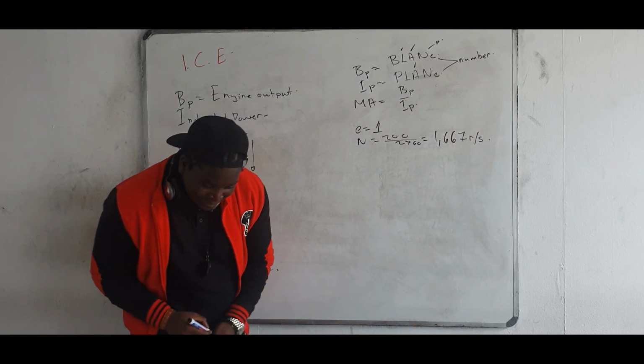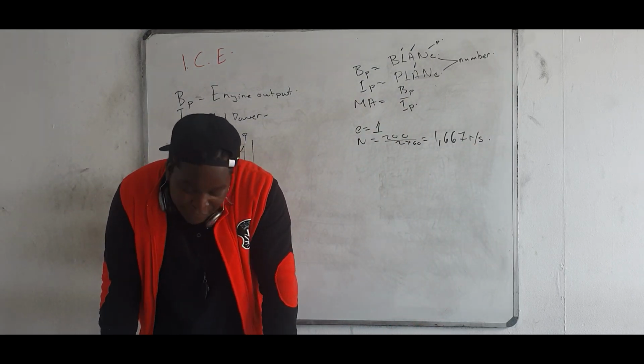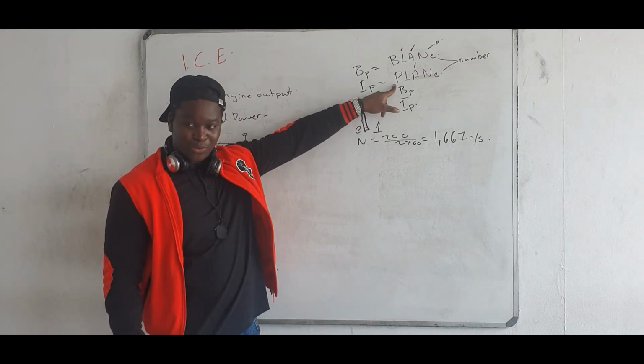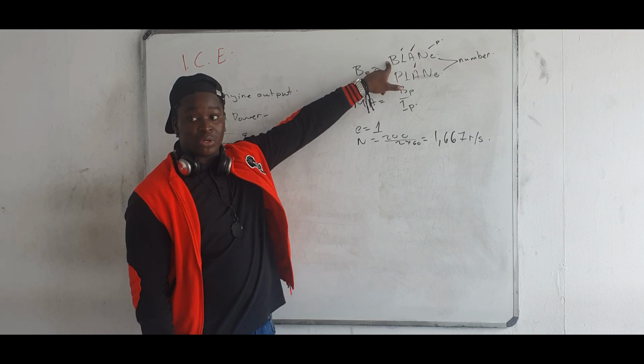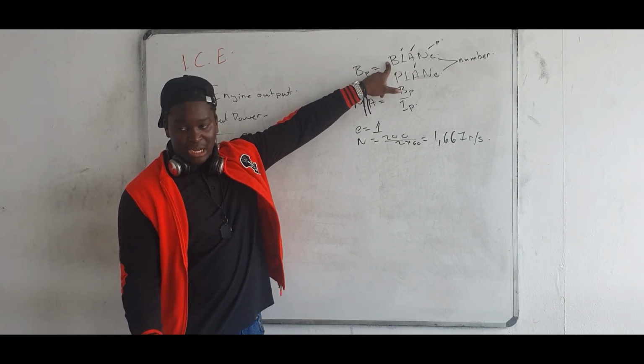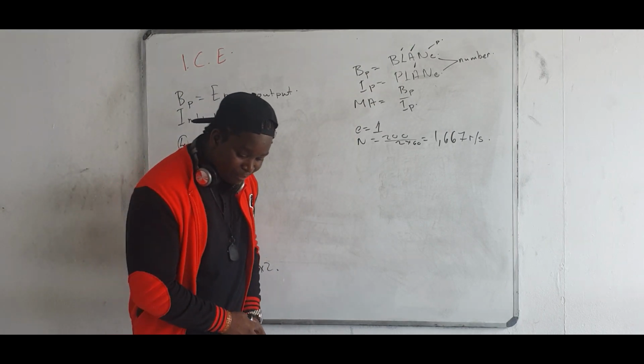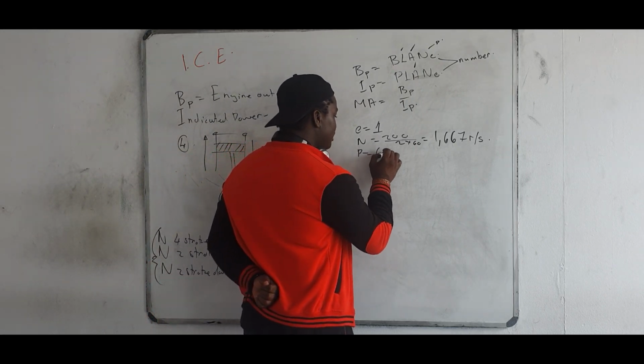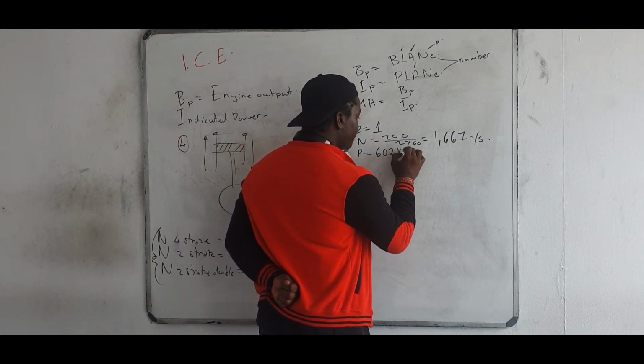Are we together? They say the mean effective pressure. Now the mean effective pressure that they're giving us is this one. If they wanted to give us that one, they would have said brake pressure. So the mean effective pressure is 602 kilopascals. Right? So P is equal to 602 kPa.